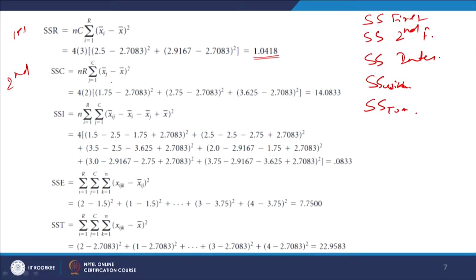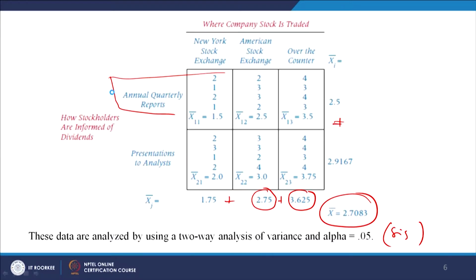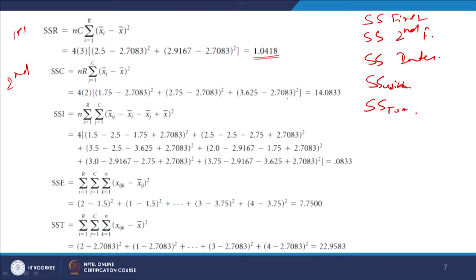So, 2 cells. So, 1.75 minus 2.7083 square plus 2.75 minus 2.7083 square plus 3.625 minus 2.7083 square. Now, if you do this, you get a score of 14.0833.